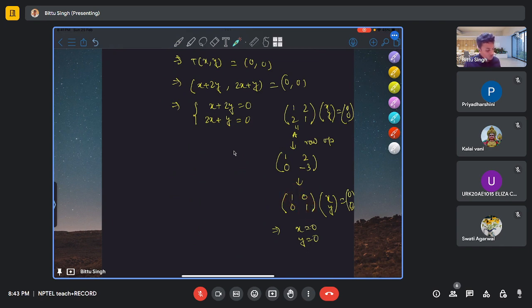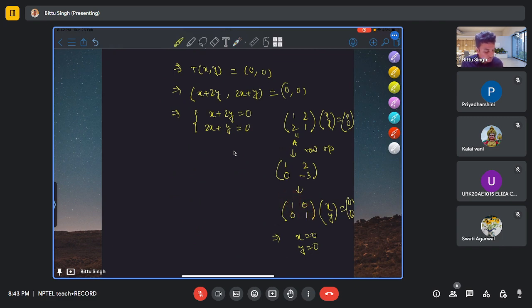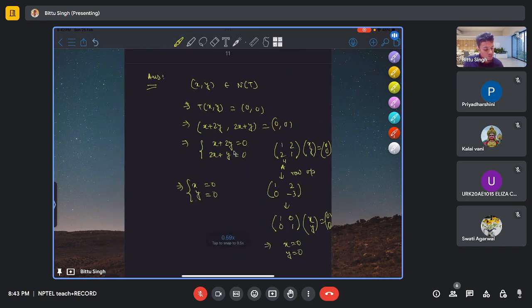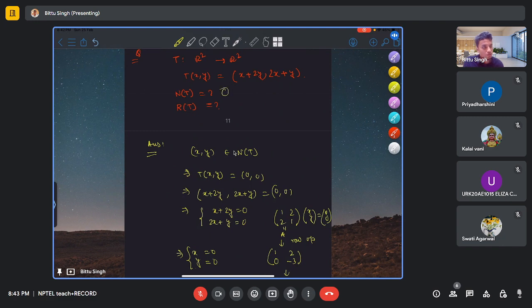There are no non-pivot variables which we can choose independently. There is no non-pivot row. So that is why we are getting x and y are 0, 0. So the null space of this transformation T is the {(0, 0)} space. Hence the nullity of this space will be 0, because 0 is generated by the empty set, the span of the empty set, right?